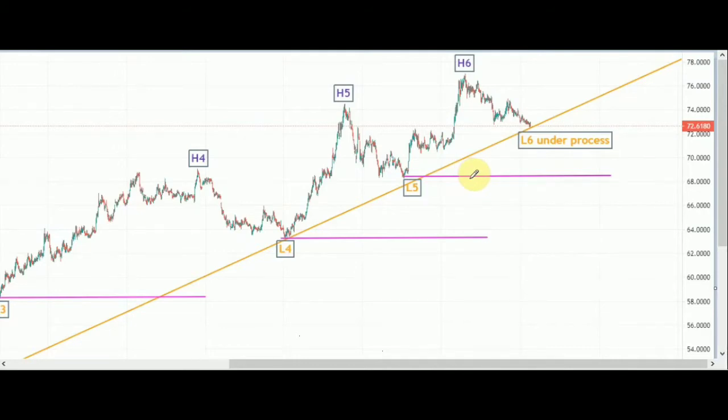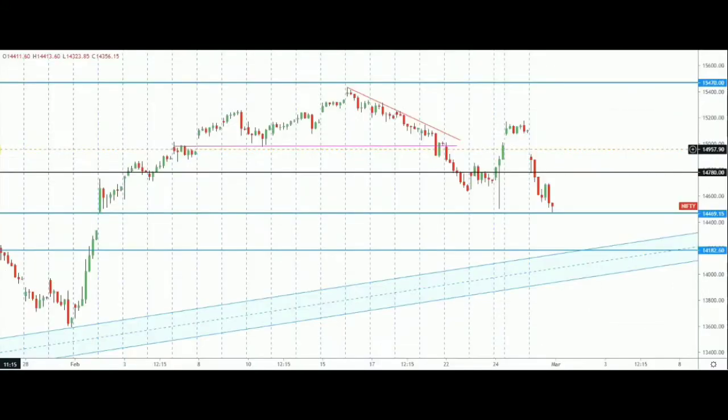Now I'll show you on the chart what exactly happened in the last few days. That means probably the last 2 to 3 days. So let's get back to the chart. This is Nifty. I will start with Nifty, and accordingly I'll correlate it with USD-INR.